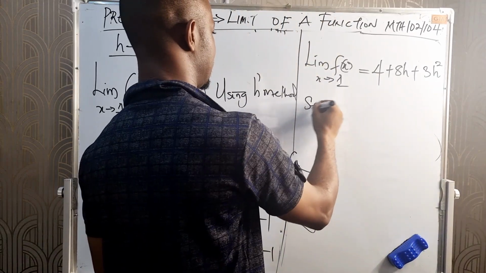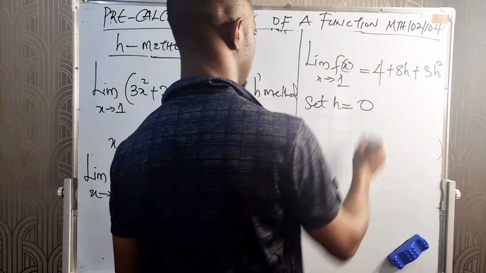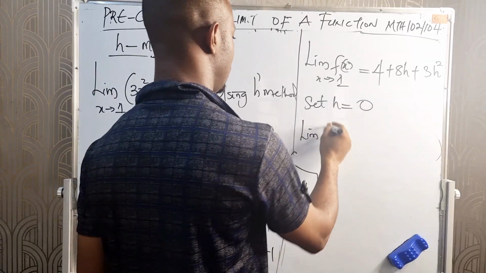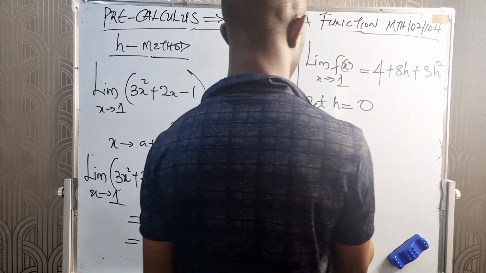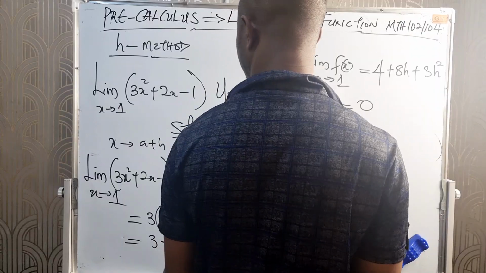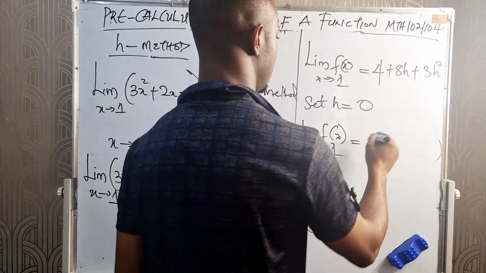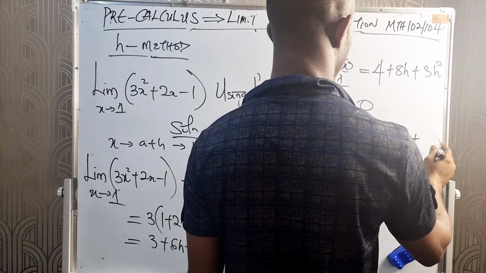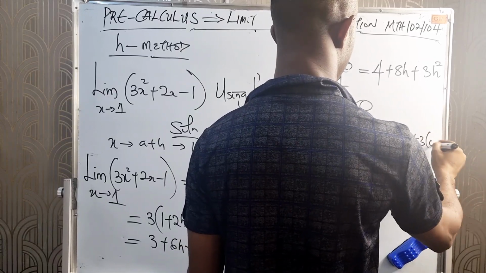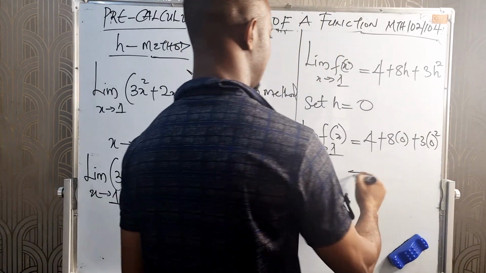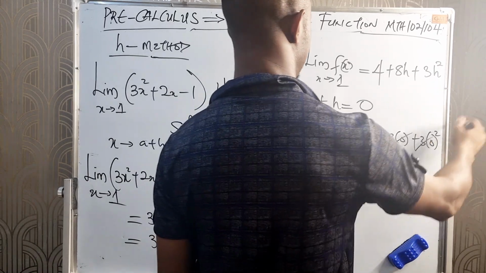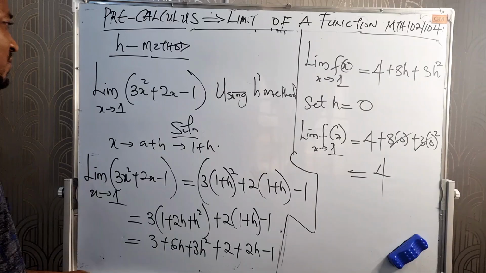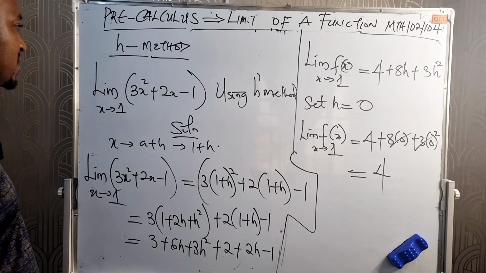Then we have to set h equals to 0. Don't forget the last rule. The last rule. So the limit of our f of x as x is approaching 1 is going to be 4 plus 8 times 0 plus 3 times 0 squared. So the answer becomes 4. This is 0, this is 0, right? So the answer is 4. Let's see what we're going to get from direct substitution.